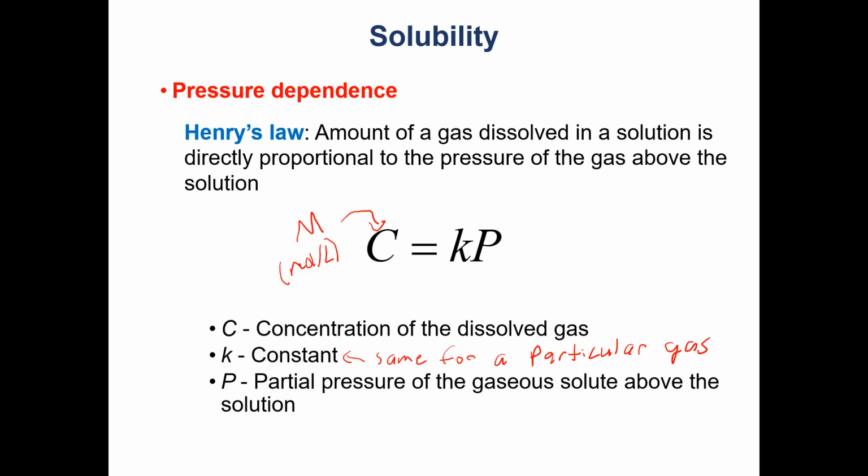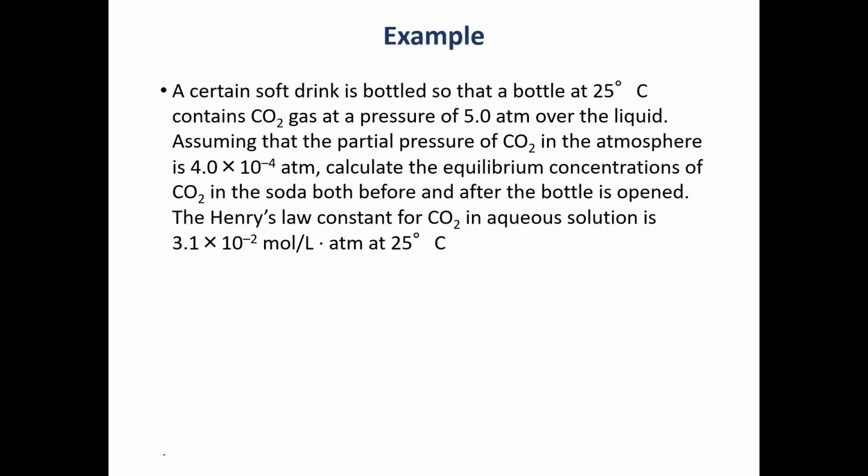So let's take a look at a problem and see how this works. A certain soft drink is bottled so that a bottle at 25 degrees Celsius contains carbon dioxide gas at a pressure of 5 atm over the liquid. Assuming that the partial pressure of CO2 in the atmosphere is 4.0 times 10 to the negative fourth atm, calculate the equilibrium concentrations of CO2 in the soda bottle, both before and after the bottle is opened. And then we're given the Henry's law constant for CO2 in aqueous solution.